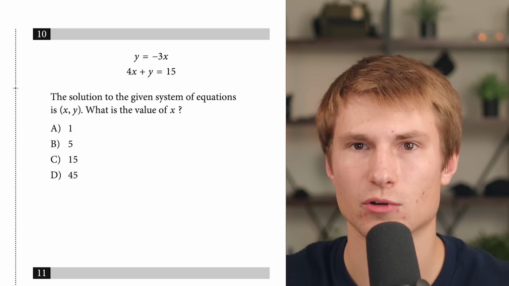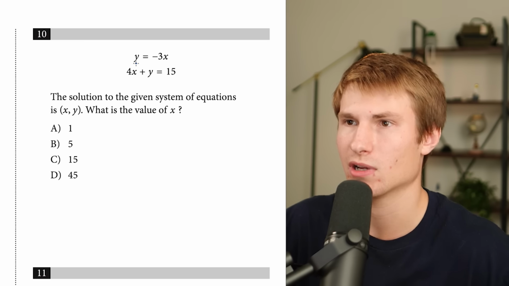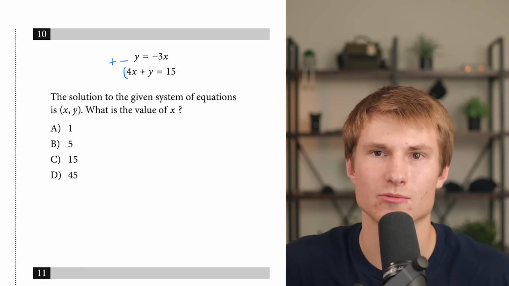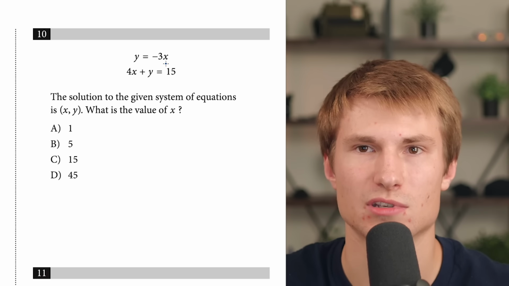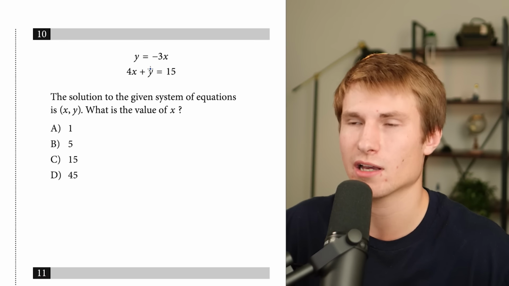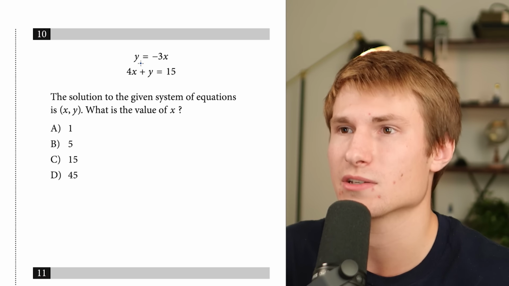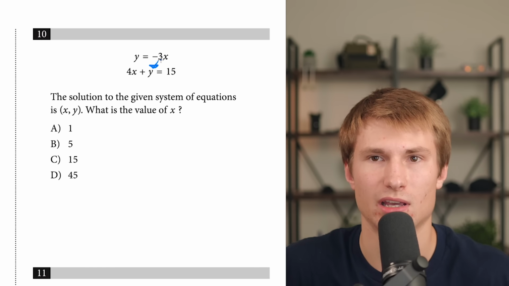The solution to the given system of equations is x, y. What is the value of x? All right, immediately what I'm looking at whenever I have stacked equations is either plus, minus, or substitution. Sometimes we'll have to multiply the top or the bottom equation by some number. In this case, it's going to be substitution. And the reason why is because we have y is equal to negative 3x. That's an indication I'm probably going to end up substituting in that negative 3x for y.